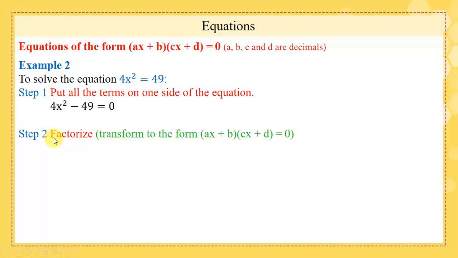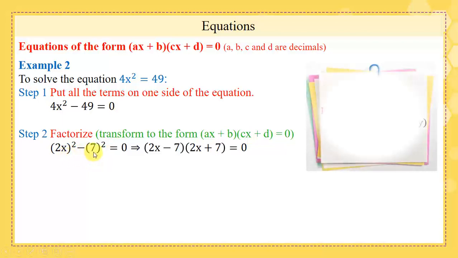Step 2, we factorize the left side to get a product of two factors. Here we have 4x², which becomes (2x)² when making it a perfect square. 49 becomes 7². Now we can apply the third remarkable identity, which says that x² − y² = (x − y)(x + y). So we get (2x − 7)(2x + 7) = 0. Here we have two factors, 2x − 7 and 2x + 7.